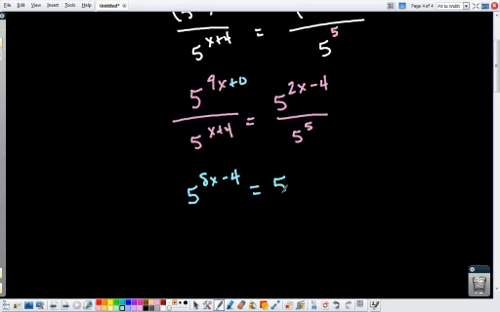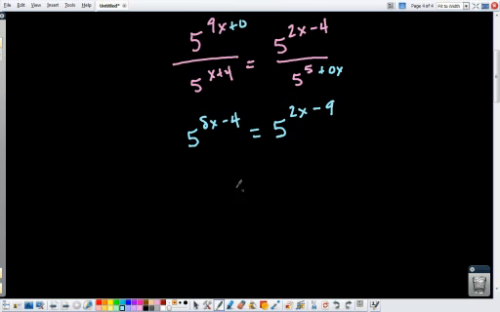Alright, and then I have base 5 here. 2x, well, there's a 5x plus 0x here if we want to think about it that way. So 2x minus 0x is 2x. And negative 4 minus 5 is negative 9. So we're just combining like terms in the exponents here. Alright, so when our bases are the same, we can bid them farewell and set our exponents equal to each other to solve. So 8x minus 4 equals 2x minus 9.